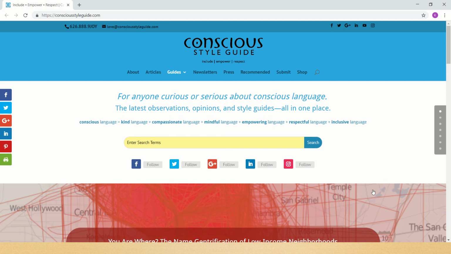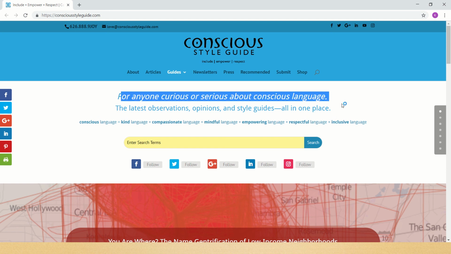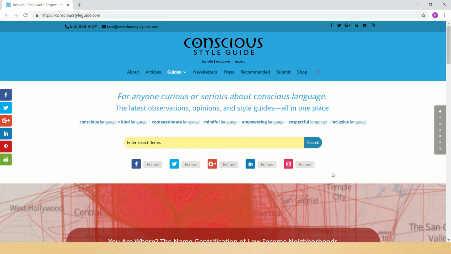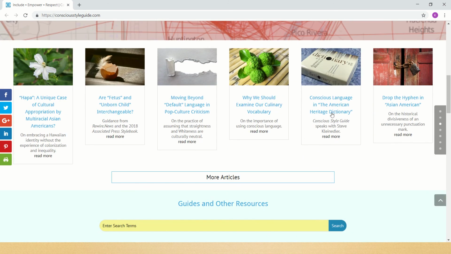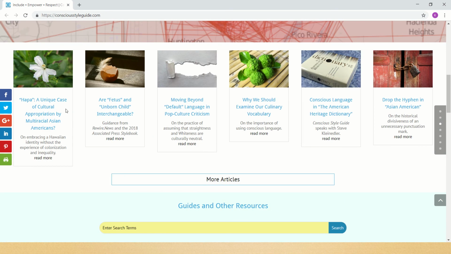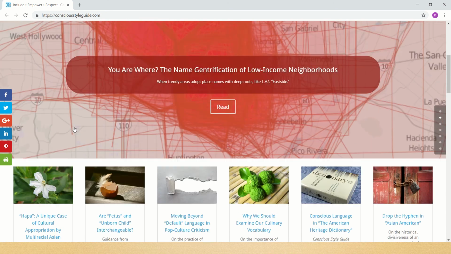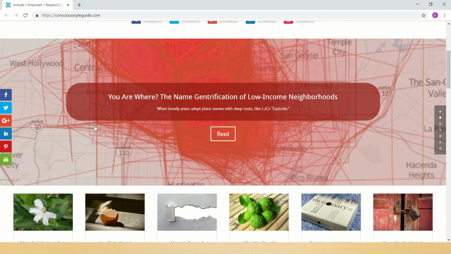So this is an entire style guide dedicated to consciousness, to understanding, and to inclusive language. And again, this is for anyone curious or serious about conscious language. And especially as copy editors, we need to fit into the serious part more so than the curious part. But again, this is a whole slew of articles. Conscious language in the American Heritage Dictionary, drop the hyphen in Asian American. So it's a style guide. It's techniques, it's technicalities, as well as an updated view of what is currently acceptable and what is becoming outdated.